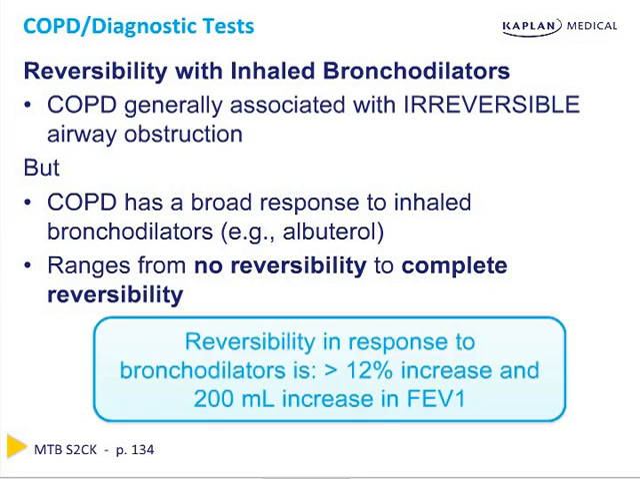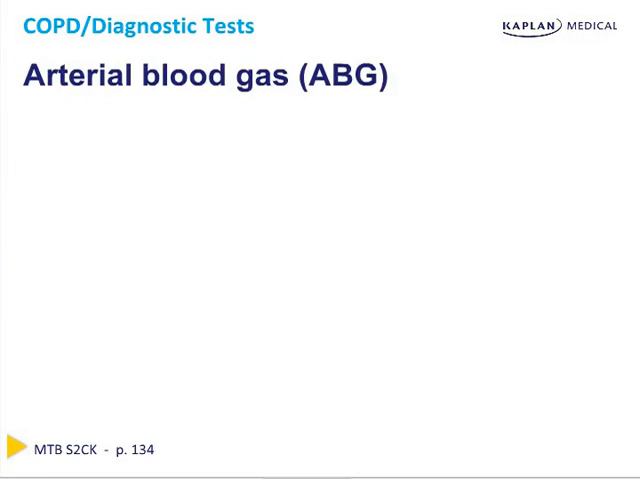For these patients, on PFTs, you're going to see a greater than 12% increase in their FEV1 if you give them a bronchodilator such as albuterol. For these types of patients, you want to give them albuterol or the long-acting version, salmeterol, to better treat their COPD since they do seem to have some degree of reversibility.